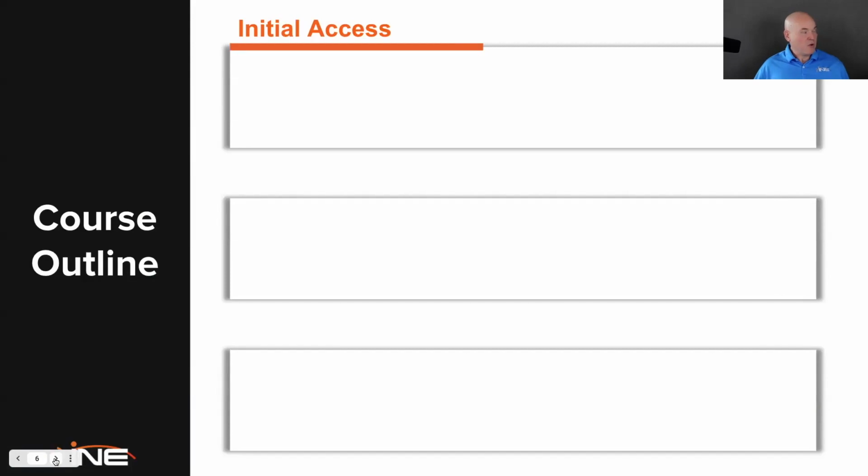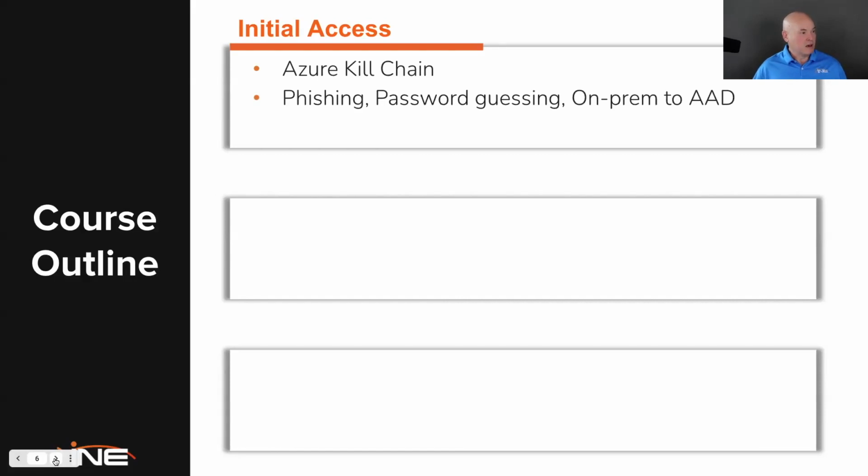And so here's kind of the breakout of the course. You have the initial access. We're going to go over the Azure kill chain. I know some of you have heard of the Lockheed Martin cyber kill chain. So this is taking into consideration that same kind of concept, along with initial access, phishing, password guessing, and on-prem Azure Active Directory initial access, and then access to Azure and MFA bypass options.